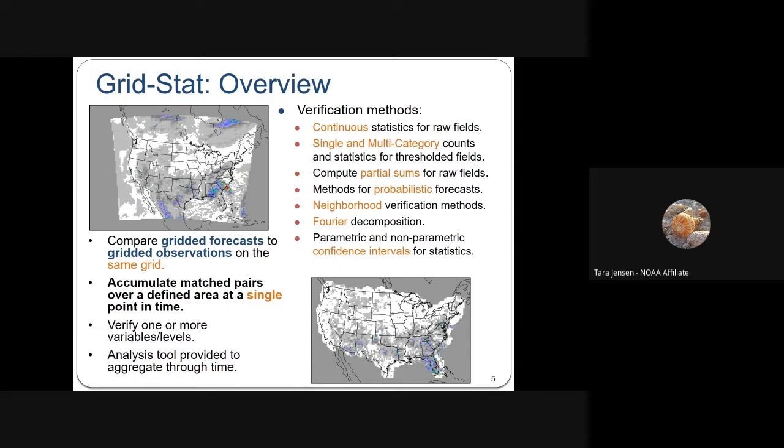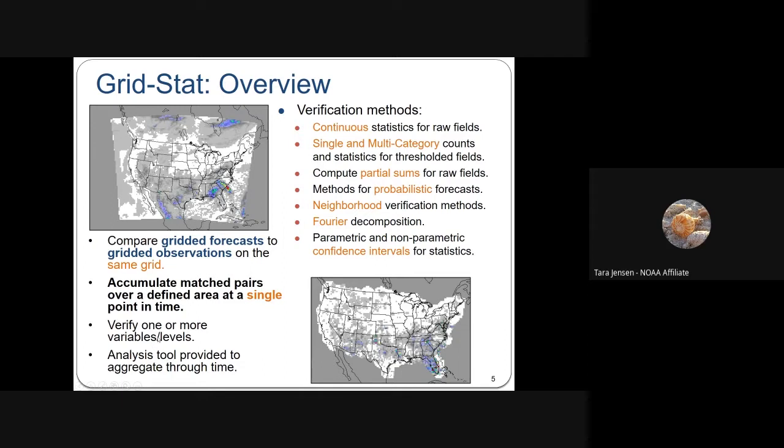This was one of the core tools that was developed initially. It's designed to just compare gridded forecasts to gridded observations on that same grid. So you do have to either do regridding outside of Grid-Stat, or we do have automated regridding in Grid-Stat. I'll cover that in a little bit. The goal is to accumulate match pairs over that defined area at a single point in time. And then once you have those match pairs over a single point in time, you can either compute statistics just for that time, or you can use the analysis tools that are provided to aggregate through time.